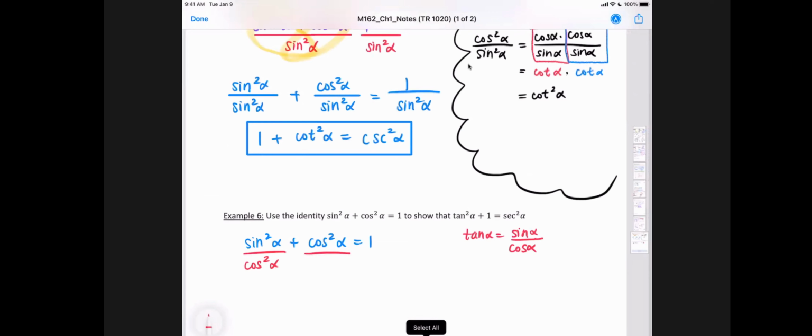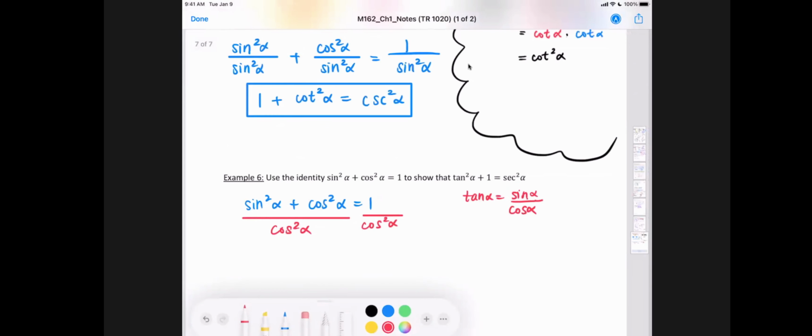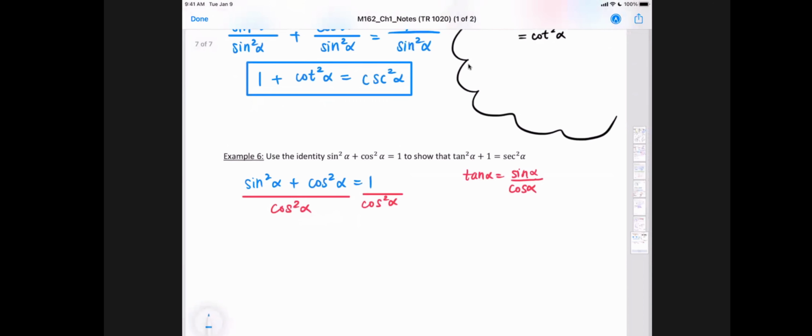So let's divide throughout by cosine square because, with the property of equality, if you do some operation on one side, you have to do it also on the other side of the equation. So on both sides of the equation, we're dividing by cosine square alpha. Then we can simplify this out. We'll break up the fraction. We have sine square alpha divided by cosine square alpha plus cosine square alpha over cosine square alpha is equal to 1 over cosine square alpha.